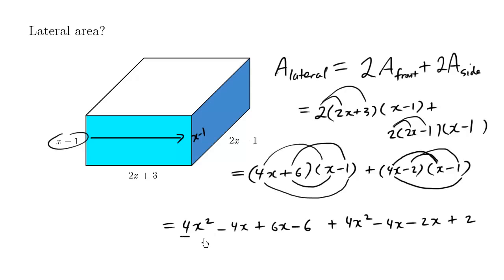We have x squared here, we have x squared here. So we have 4 plus 4 is 8x squared. And I'm going to double underline all the x's. So we have these things here to resolve. Negative 4 plus 6 is going to be positive 2. Negative 4 is going to be negative 2. Negative 2 again is going to be negative 4.